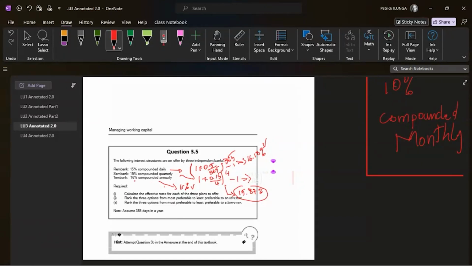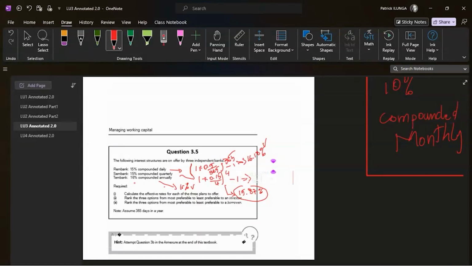So this one is not going to change. Because if it's compounded annually, guys, it means that the quoted rate, the rate that they quote you, is the effective rate. So 16% is 16% because it is compounded annually. So the only time the effective rate is also the same as the quoted rate is when it's compounded annually.